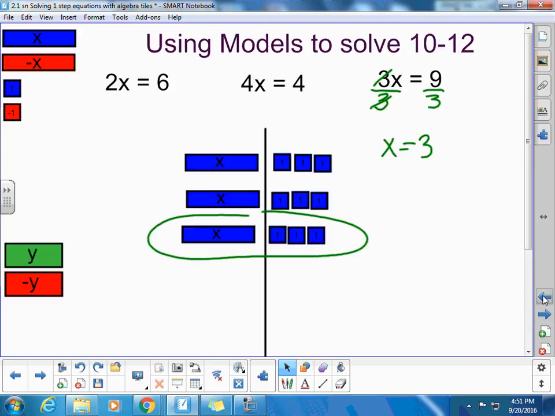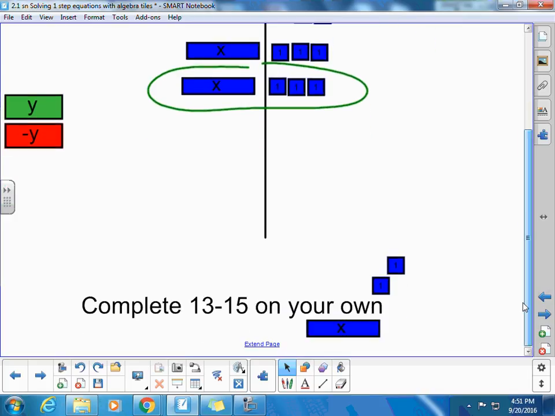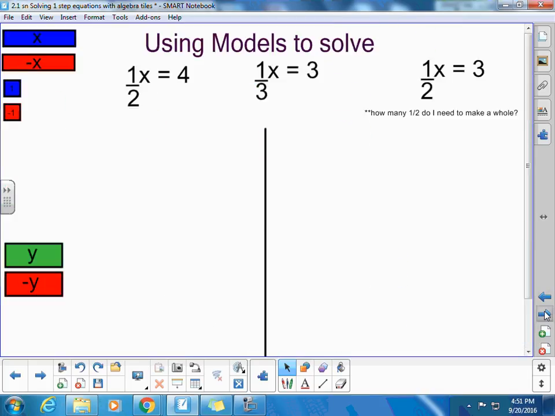Oh, I didn't even give you, oh, I think I did. It says here, look, complete 13 through 15 on your own. Then come back when you're done, and we'll move on to division. This is trickier. It's really hard to show this with algebra tiles, but we will give it a try.